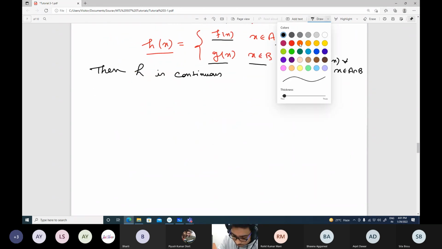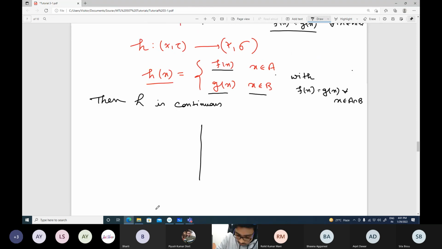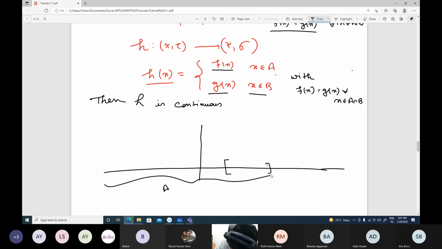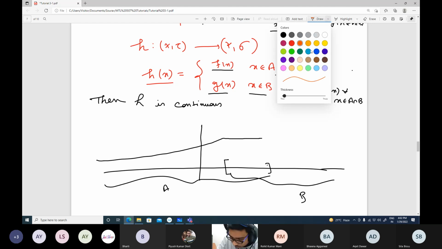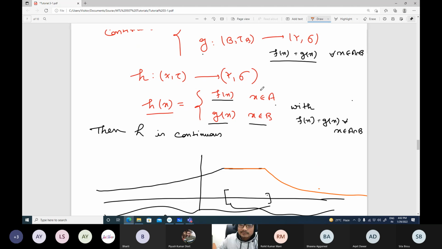So if we look at it pictorially, suppose you have this one. Suppose up to here this set is A, and from here to this side this is B. Suppose you have a function here. This is our f up to here, and from here to here this is our g. Then we define the function h, which is a combination of these two, and then we will say that this function h is continuous.